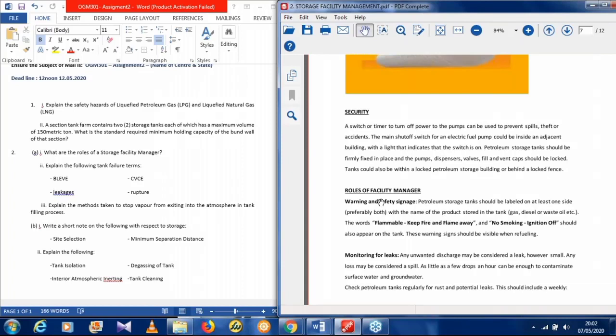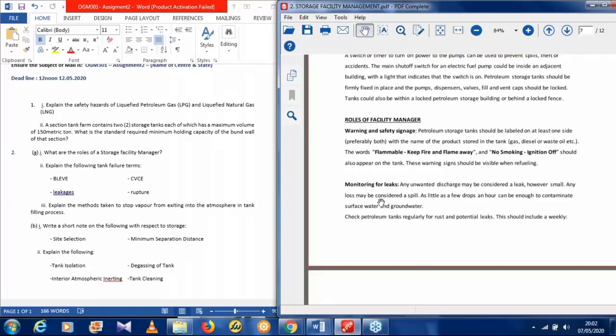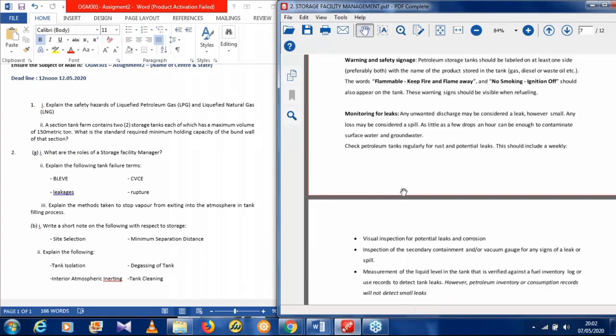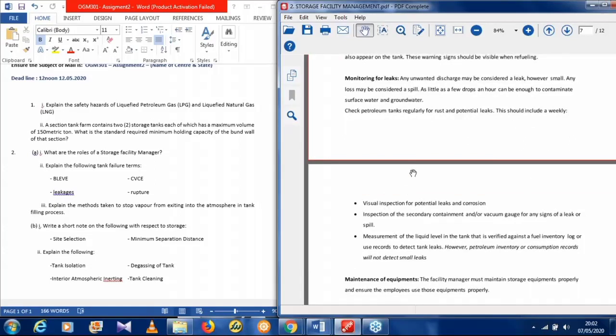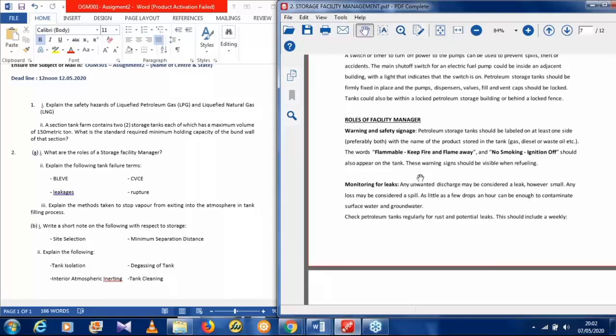All right. So as a manager of a storage facility, two basic responsibilities that you have in your hand are to monitor the facility and also its maintenance. There is a lot about it that you have to talk about.